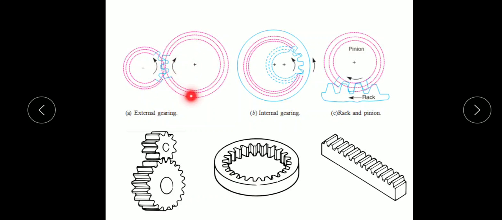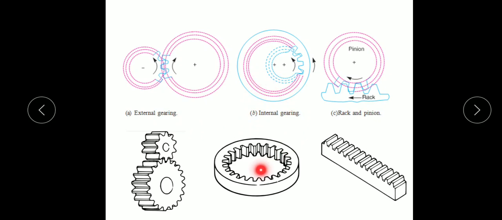This is known as external gear. About 90% of gearing uses external gears. This will be the driver gear, and this will be the driven gear. When the driver gear moves in anti-clockwise direction, the driven gear moves in clockwise direction. You can see the figure. This will be driver and this will be driven. So when this gear is rotating in anti-clockwise direction, this gear will be rotating in clockwise direction. All the parts are external comparing these two gears, so this is known as external gears.